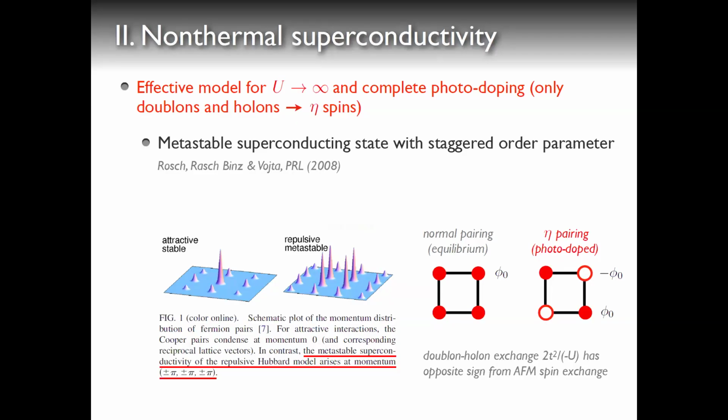And just to clarify what is the difference to the equilibrium superconducting state: the equilibrium superconducting state, for example, in an attractive Hubbard model, has a uniform order parameter, the same value on each lattice site, whereas this superconductor, which is realized in this strongly repulsive photodoped Mott system, has a staggered order parameter which changes sign between the two sublattices. And we call this kind of superconducting state eta pairing state.